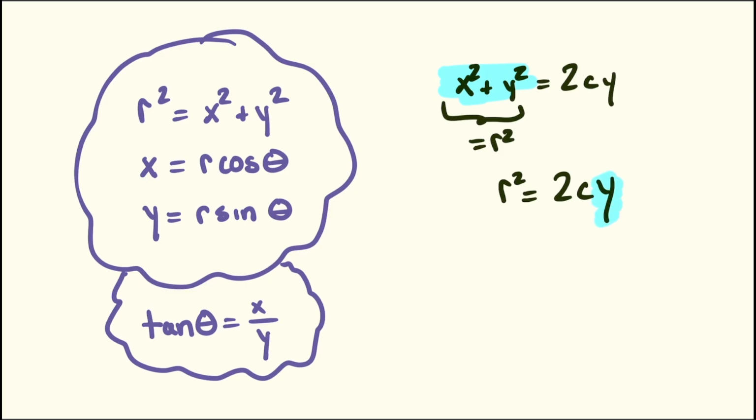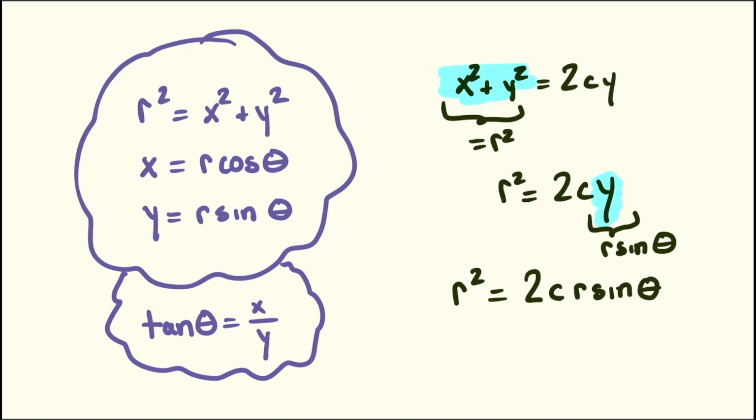We just have this y that we have to get rid of, and if we look over on the left-hand side, we'll notice that we have an equation for y. So we can substitute, instead of our y here, r sine of theta. That is going to give us r squared is equal to 2 times c times r sine of theta.